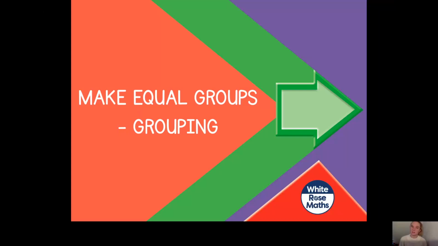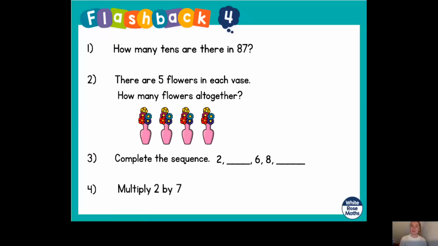So in today's lesson, we're going to be carrying on the work that we started on Friday on making equal groups by grouping. But before we do that, let's warm up our brains with our flashback. So here you go, here's your flashback for today. And there are 4 questions like normal.